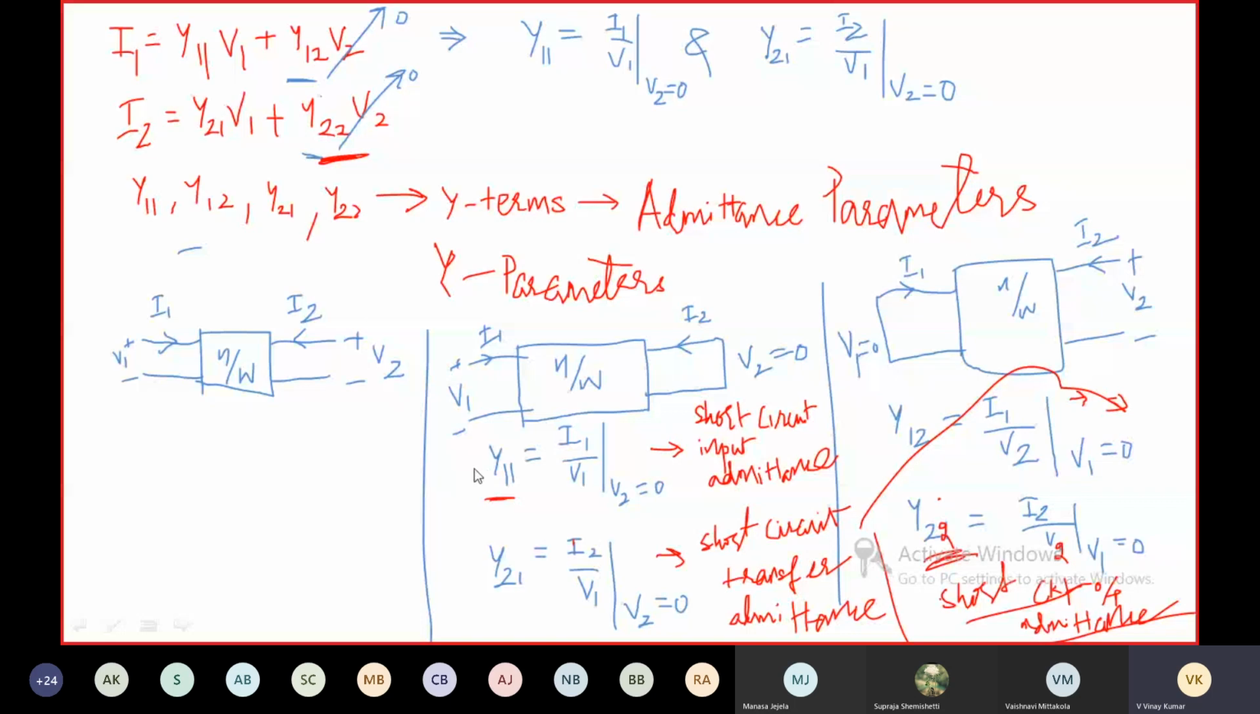This Y11 is also called driving admittance. This Y22 is also called driving admittance. Y12 and Y21 are called transfer admittances. Y11 and Y22 are called driving admittances, whereas Y12 and Y21 are called transfer admittances.